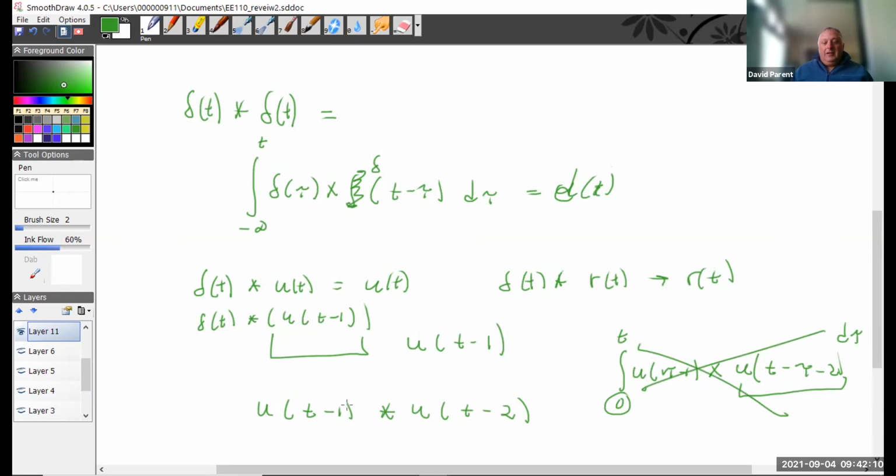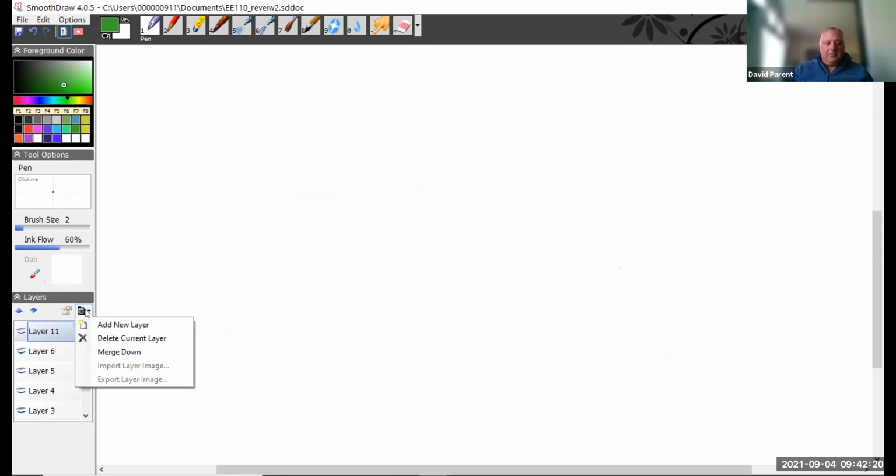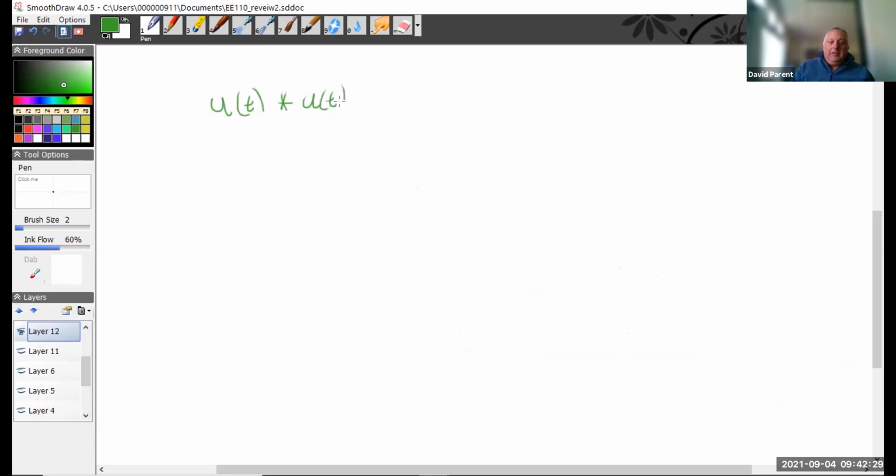Okay. Here's the thing. A step function convolve with a step function. And now I'm just going to switch. This is a little bit for later, but since we're on the topic, u(t) convolve with u(t) gives a ramp of t.